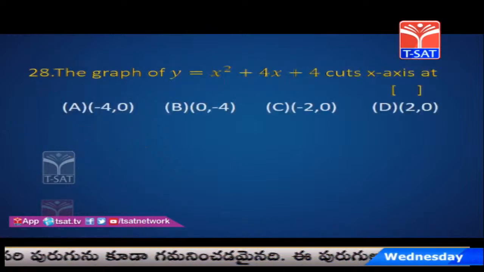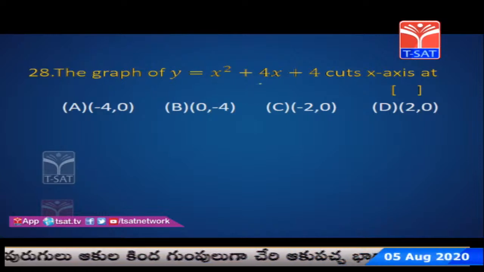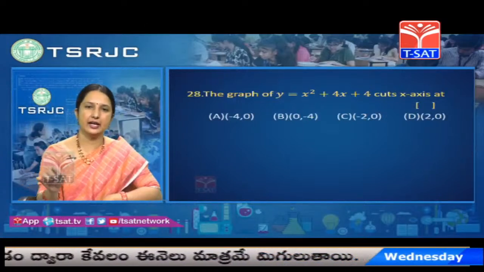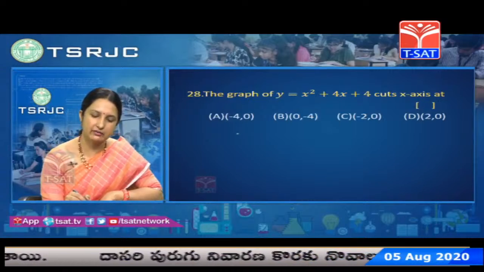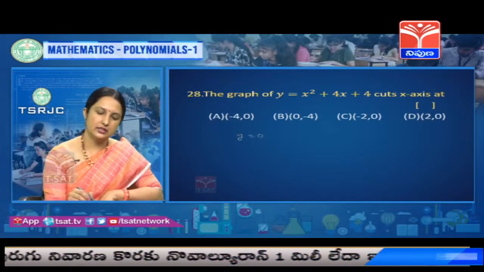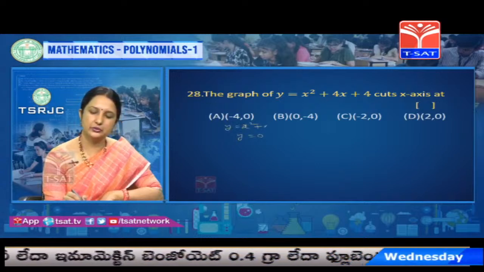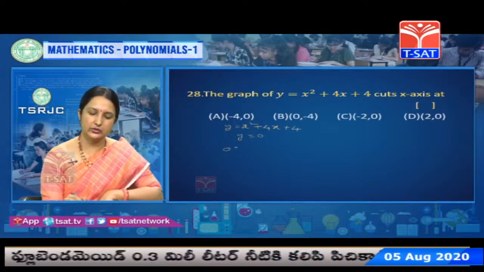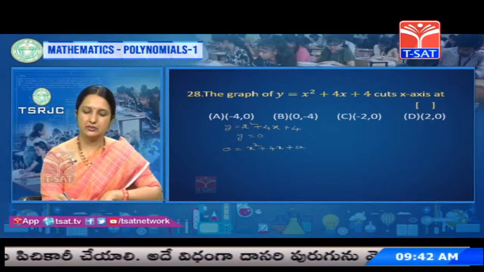When it comes to question number 28, the graph of y equals x square plus 4x plus 4 cuts the x-axis. Cuts or intersects is the correct word. Where does it intersect the x-axis? That means you write y equals 0. In this polynomial, in the place of y you write 0. What you get? x square plus 4x plus 4.